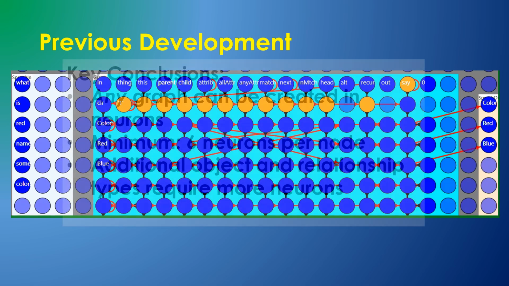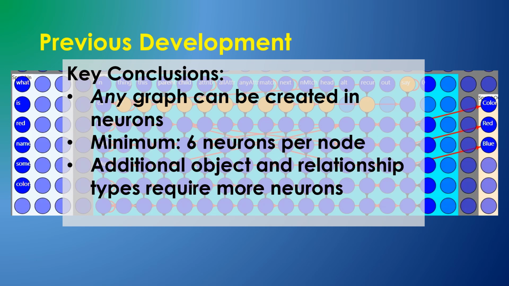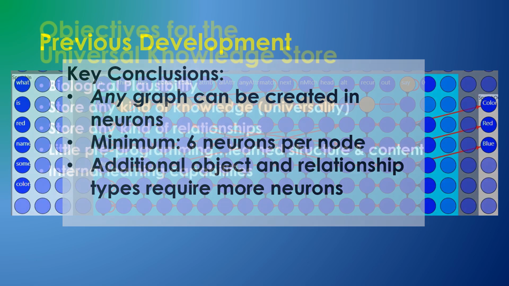Key conclusions from that development are that one can create a graph structure of virtually any complexity using only spiking neurons and synapses. To build a graph which has a single relationship, think parent-child, requires a minimum of 6 neurons per node, and additional types of relationships can be added to any node with additional neurons. For this development iteration, I have moved lots of the neuron synapse computation into code to make it easier to experiment with various ideas and structures.